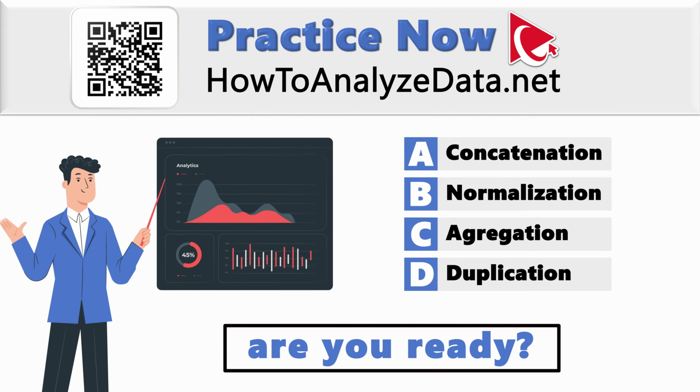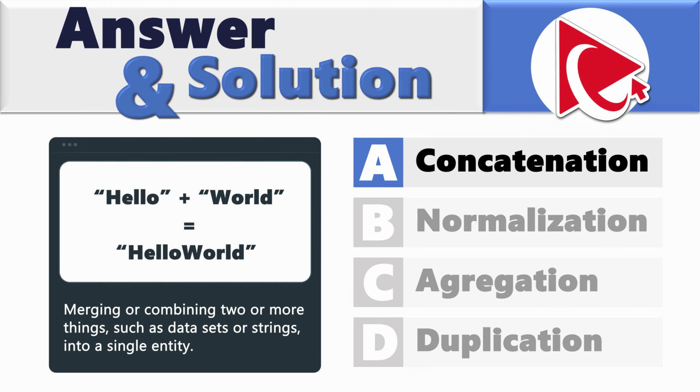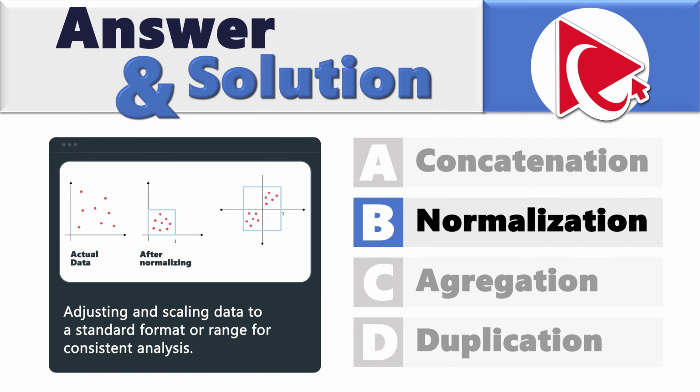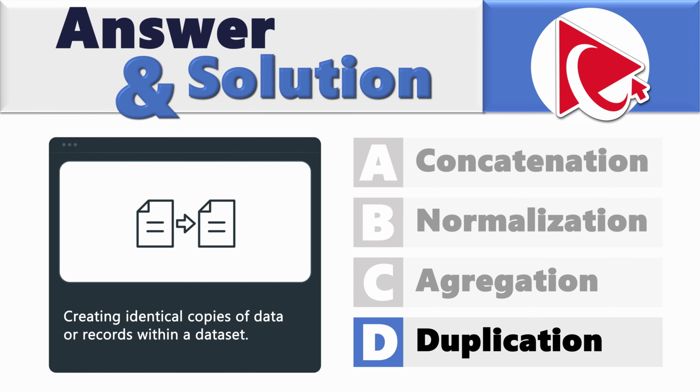Are you ready with your answer? Let's move forward so we can sync up the solutions. To be able to best answer this question, let's understand the meaning of each word. Concatenation stands for merging or combining 2 or more things, such as datasets or strings, into a single entity. Normalization is adjusting and scaling data to a standard format or range for consistent analysis. Aggregation is summarizing or combining data to obtain overall insights or totals. And last but not least, duplication is creating identical copies of data or records within a dataset.